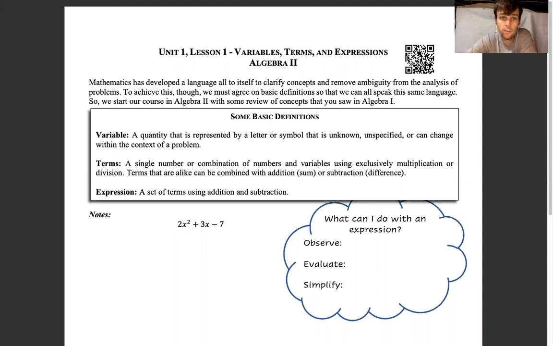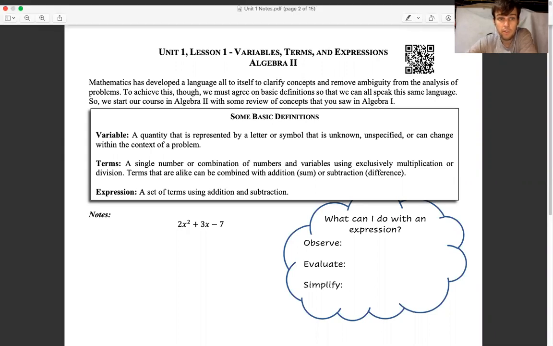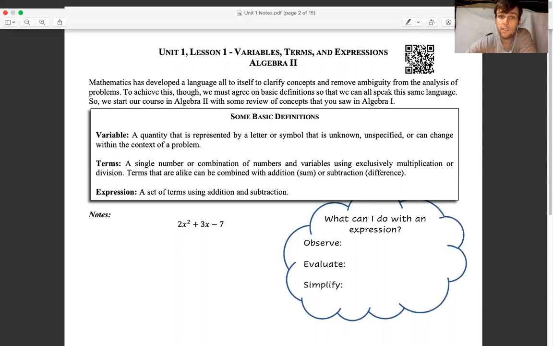So I'm going to go ahead and read this first paragraph here and kind of talk about what we're going to be doing today. Mathematics has developed a language all to itself to clarify concepts and remove ambiguity from the analysis of problems. To achieve this, though, we must agree on basic definitions so that we can all speak the same language. So we start this course in Algebra 2 with some review of concepts that you saw in Algebra 1. So here are some basic definitions that we'll be using.